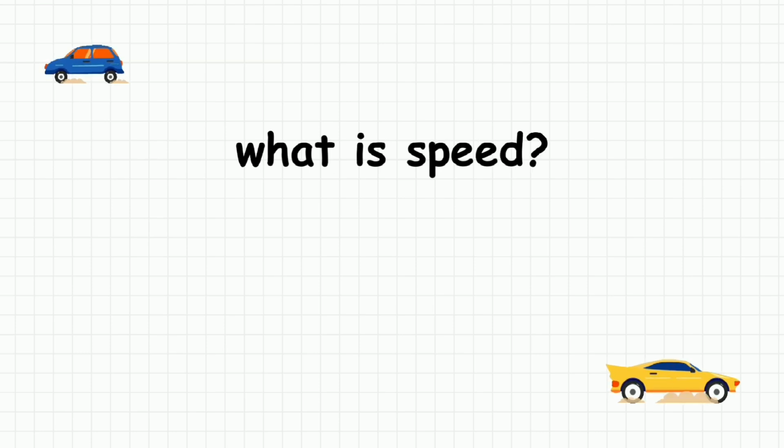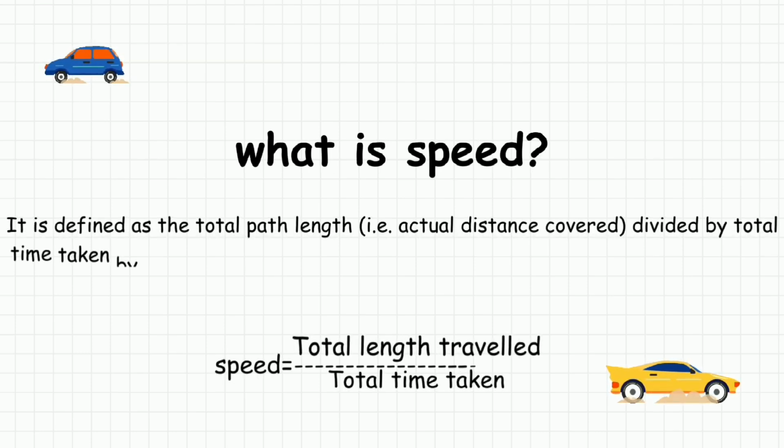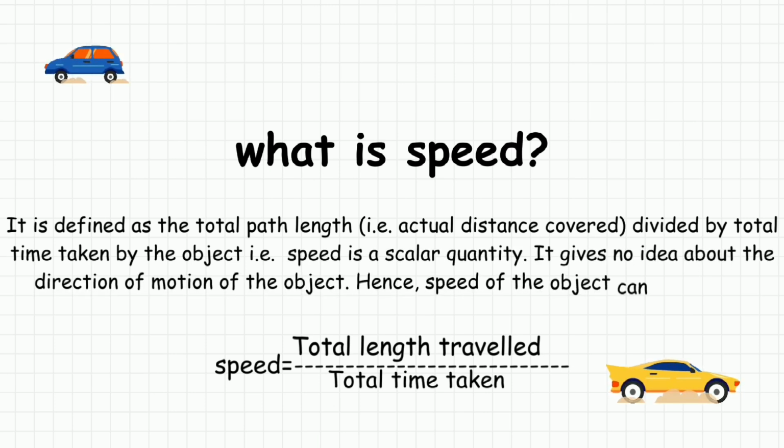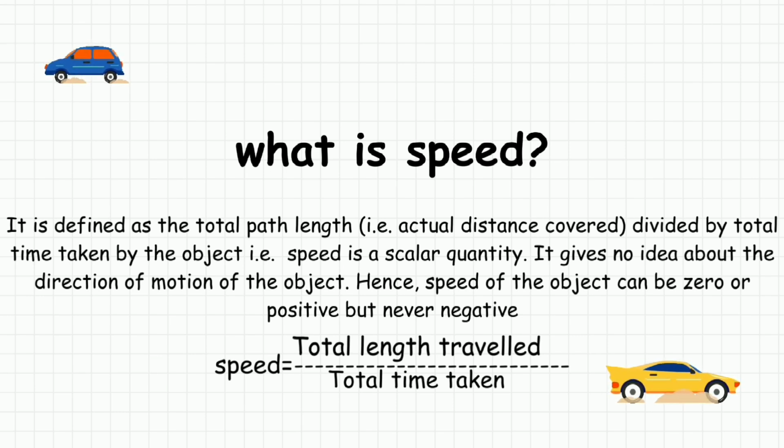What is speed? It is defined as the total path length, i.e. actual distance covered, divided by total time taken by the object, i.e. speed is a scalar quantity. It gives no idea about the direction of motion of the object. Hence, speed of the object can be zero or positive but never negative. Speed equals total length traveled by total time taken.